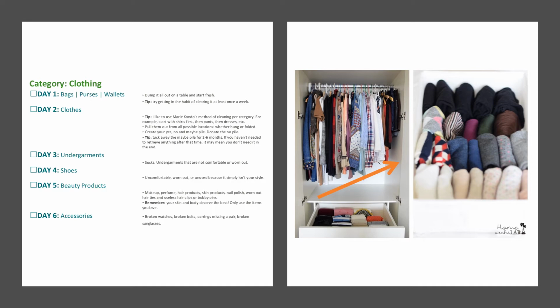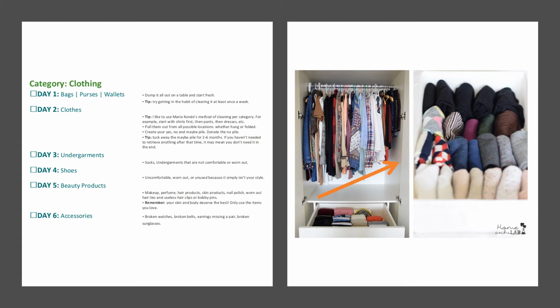Now, once you have done that, you have to create your yes, maybe and no piles. A yes pile is definitely the clothes which you're going to organize, clean and put back in the almirah or the chest of drawers. The maybe pile is the ones which you can keep somewhere aloof for 2 to 6 months, and then you see, do you really need those clothes? If you don't, then you can donate them. And the no pile, you can definitely donate if they are not worn out.